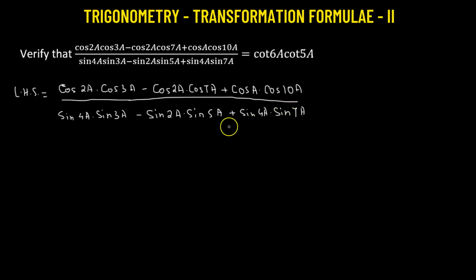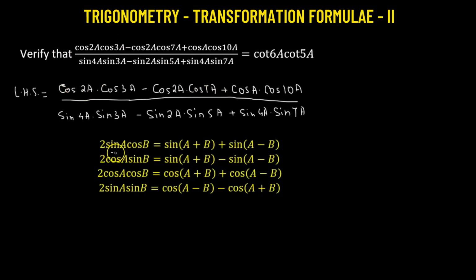So how shall we proceed? Our goal will be to first convert the product to a sum or difference, meaning we'll have to use the transformation formula. If we have the product of sine A and cosine B, that transforms as a sum of two sine functions. If we have the product cosine A sine B, that transforms as a difference of sine functions. Similarly, the products cosine A cosine B and sine A sine B transform as a sum and difference of two cosine functions. So we're going to apply the transformation formula.